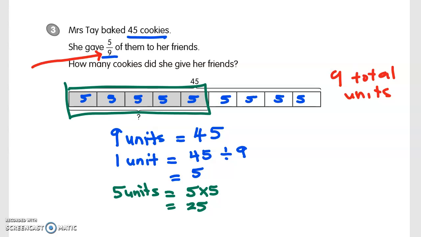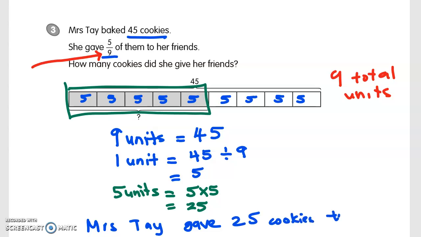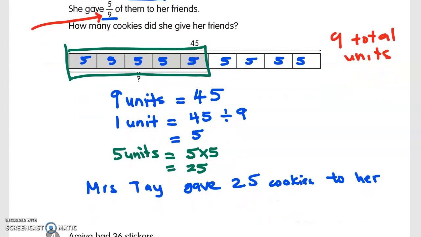How many cookies did she give her friends? Mrs. Tay gave 25 cookies to her friends.